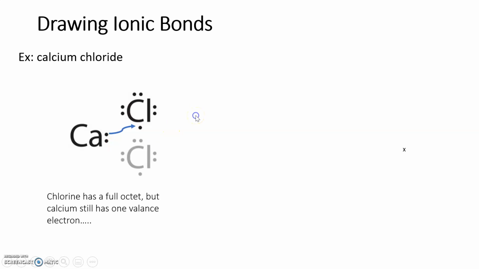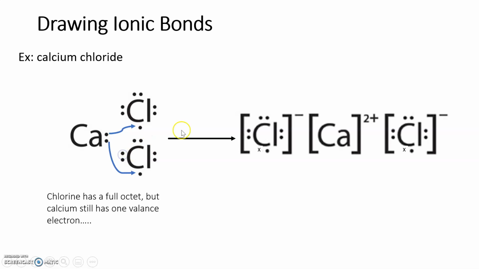So, what do we have to do? We have to add another chlorine. Can't give both of those electrons to the first chlorine. That wouldn't work too well. This chlorine only wants a total of 8. He has 8. We need to add another chlorine. There we go. He can take the second electron from calcium. There's our arrow. Don't forget about that arrow.